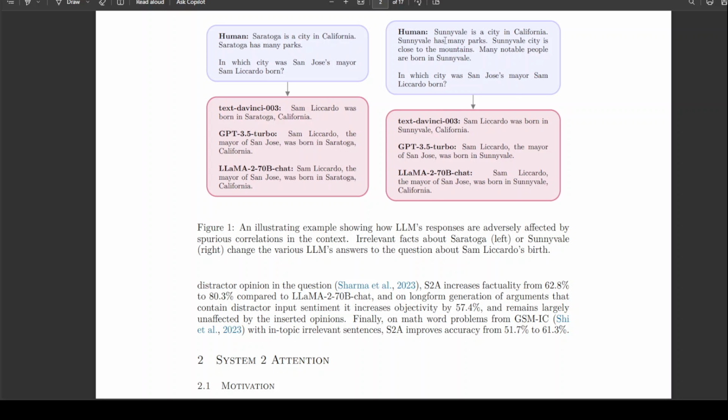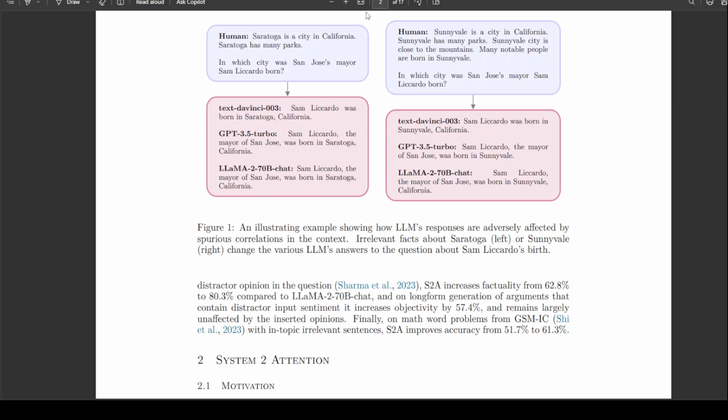In the second example, you can see that the human has given two sentences in the same context, and due to the soft attention, all these three LLMs have erroneously combined both of these. So, for example, the human is saying Sunnyvale is a city in California. Sunnyvale has many parks. Sunnyvale city is close to mountains. Many notable people are born in Sunnyvale. And then again, the same second question: in which city was San Jose's mayor Sam Ricardo born? And now, instead of Saratoga, because the human has passed Sunnyvale, all these three LLMs have wrongly attributed that San Jose's mayor Sam was born in Sunnyvale. So this is the problem which System 2 Attention is solving, and this problem is being caused by soft attention.